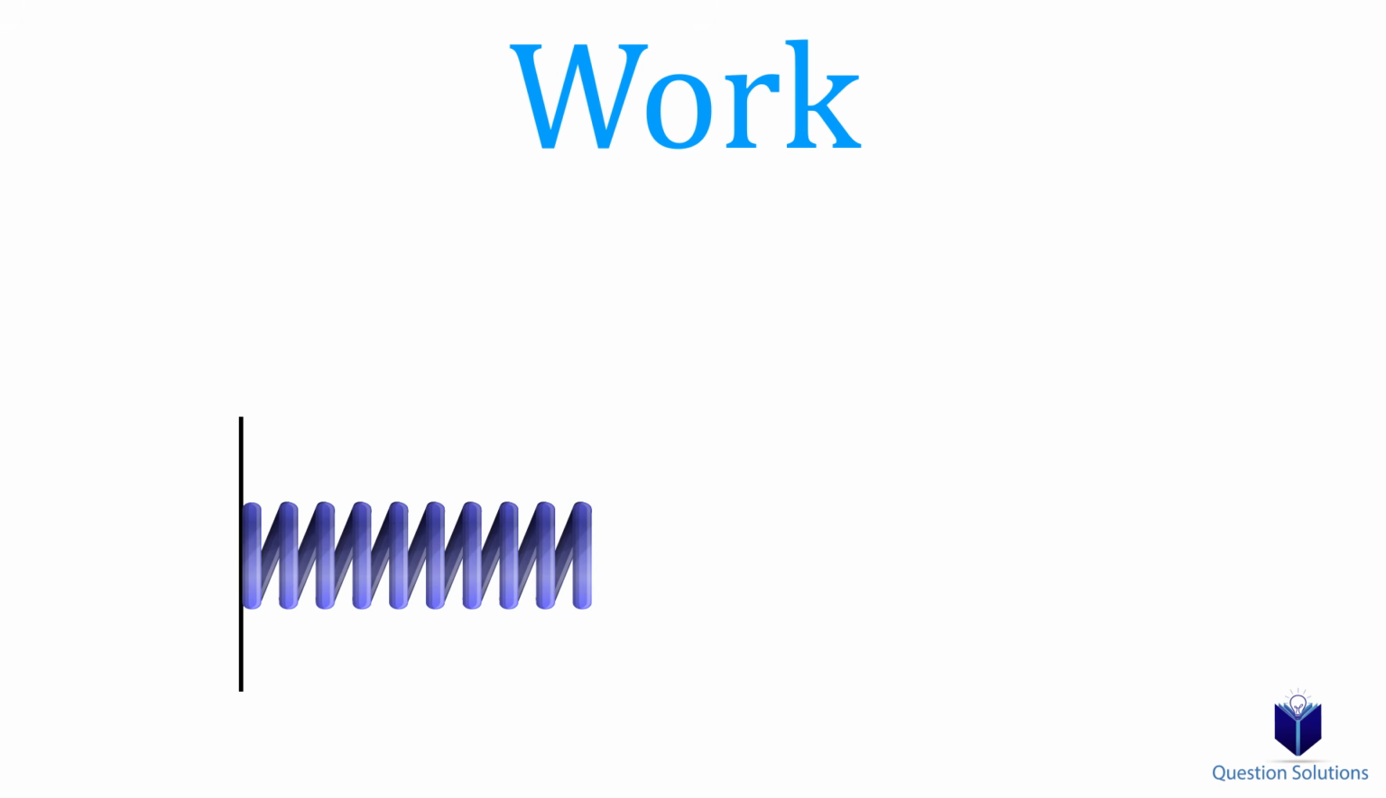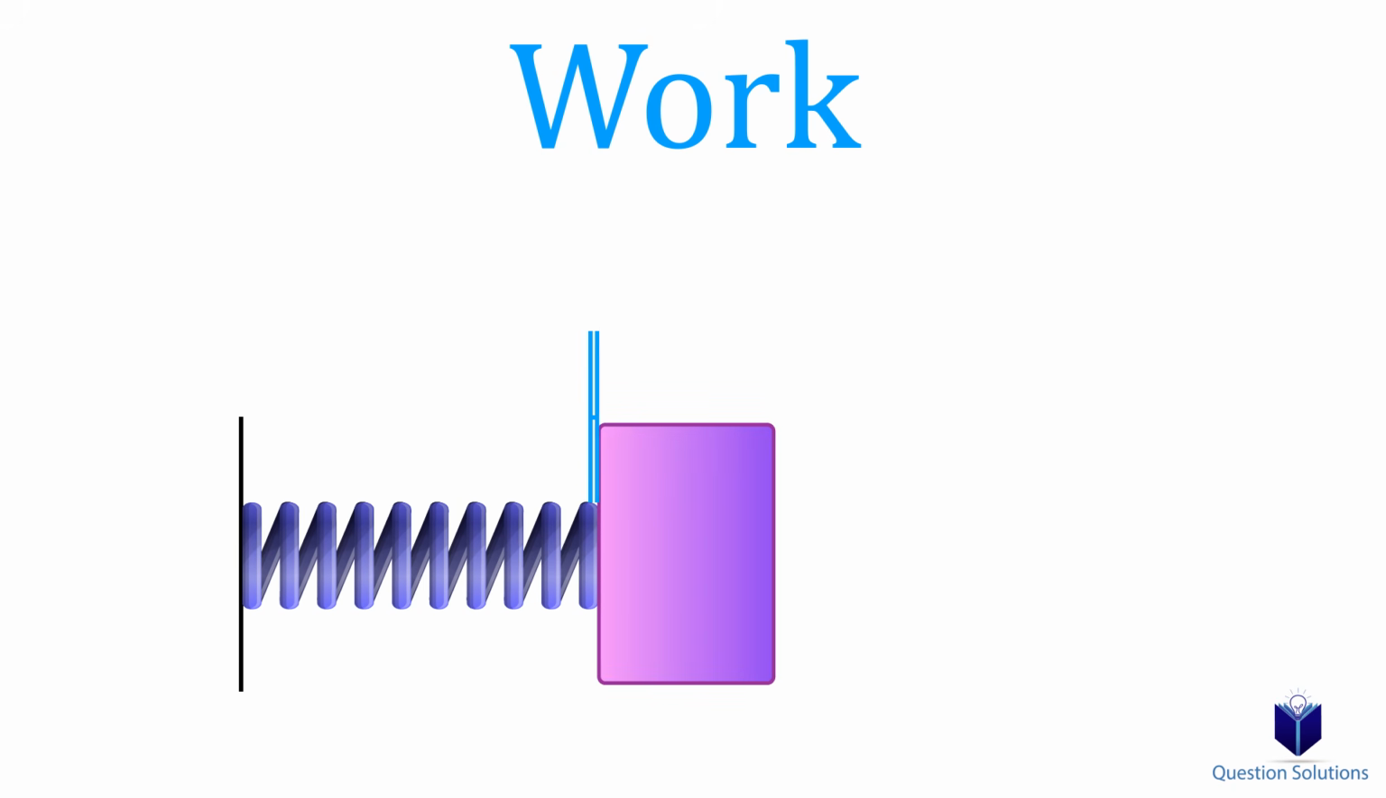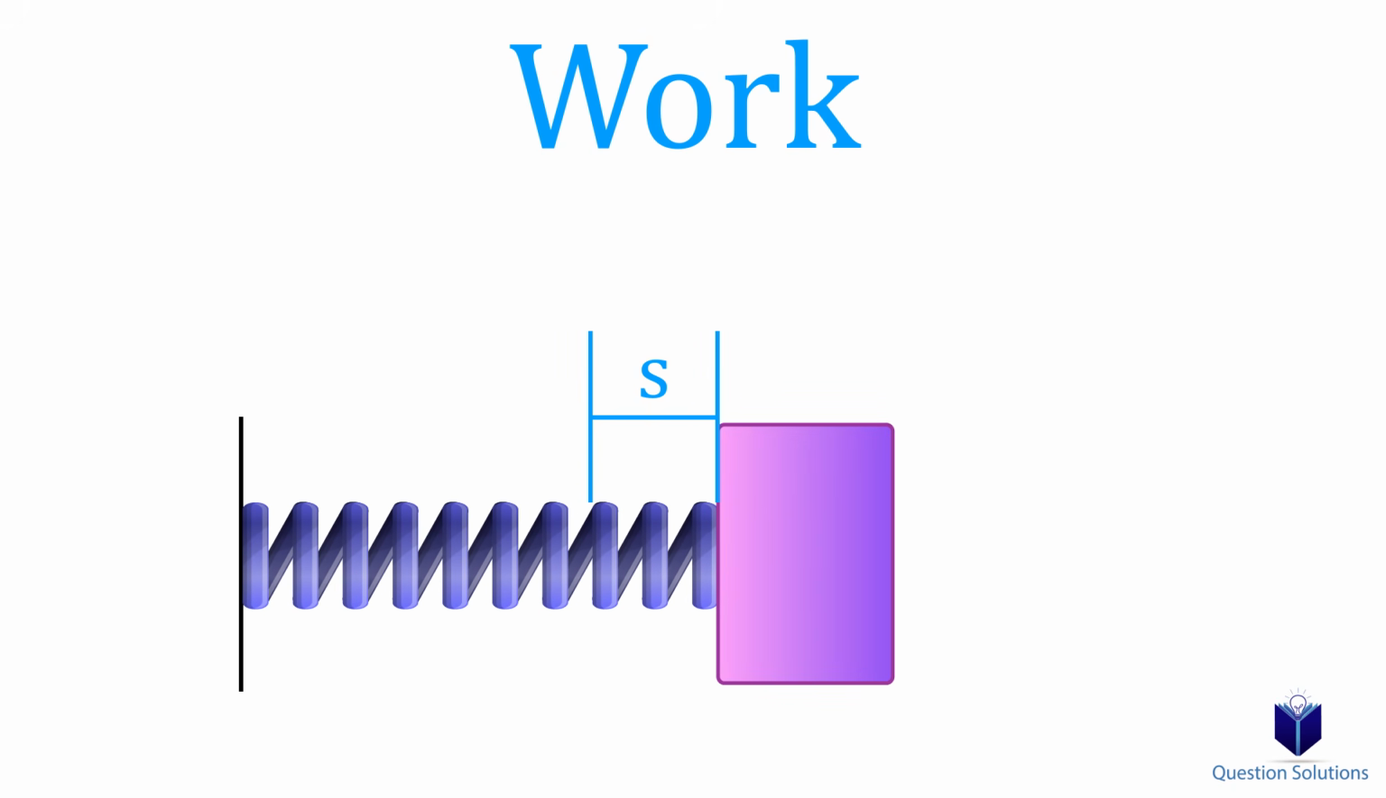Next, we got the work done by springs. If we have an object attached to a spring like this, and we pull it to the right, the spring will create a force where it's trying to bring the object towards the left. The work that's done by the spring can be found using this equation. S is the elongation or compression of the spring, and K is the stiffness of the spring.